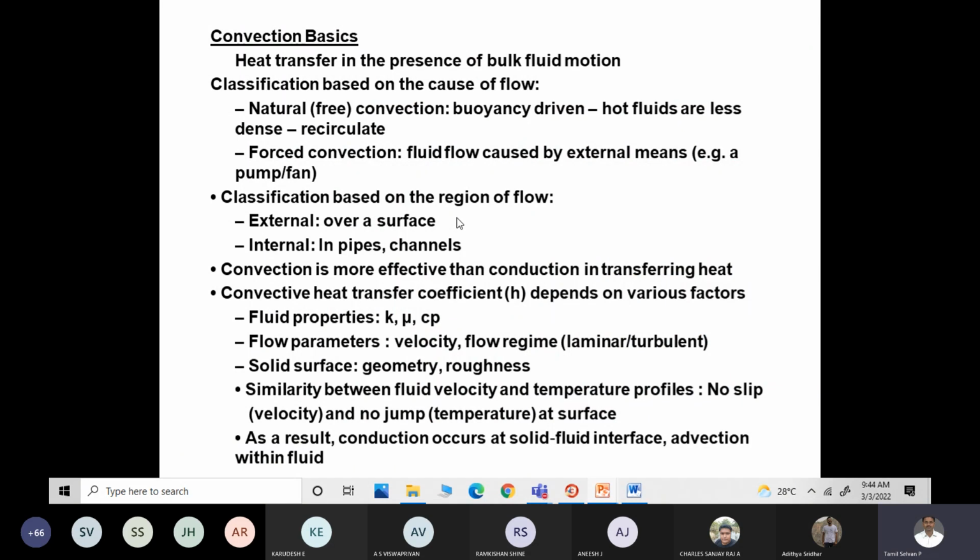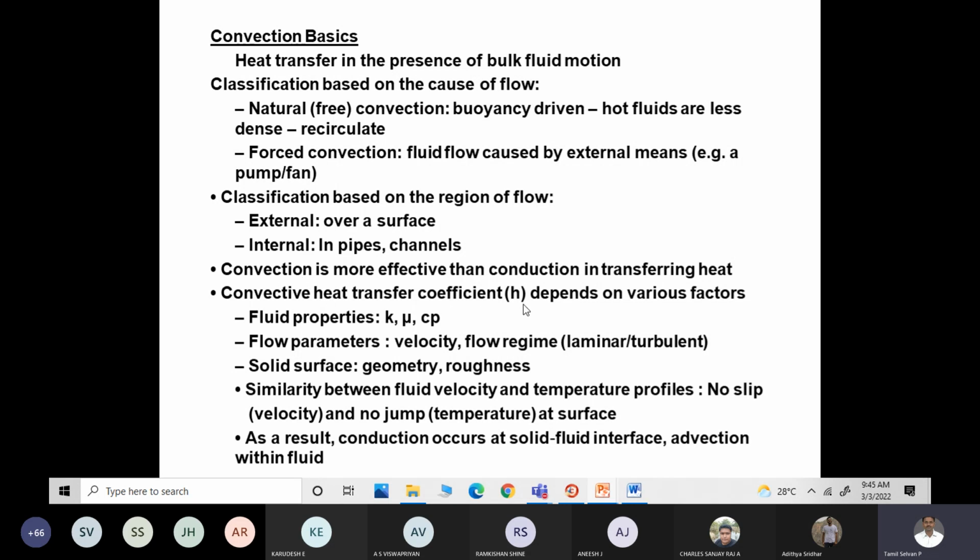External convection and internal convection. In case of internal flow, we can take examples like nuclear reactors, flow of water in steam generators, and outflow of coolant into the steam generators. Whereas fins are taken as examples for external flow, flow over a surface. And convection is more effective than conduction. Why? It is because bulk motion of the fluid will always be there in case of convection.